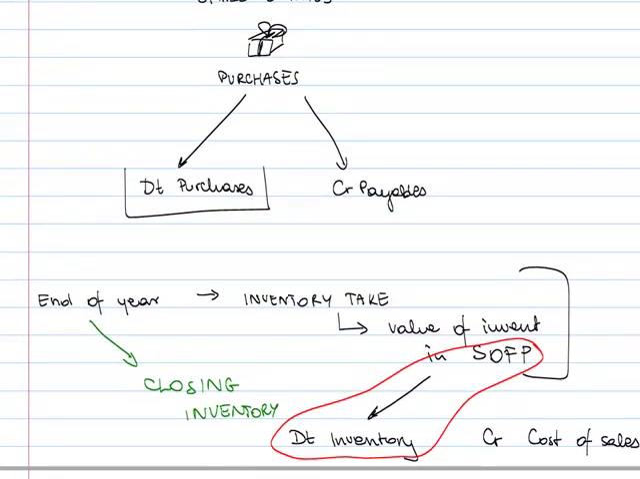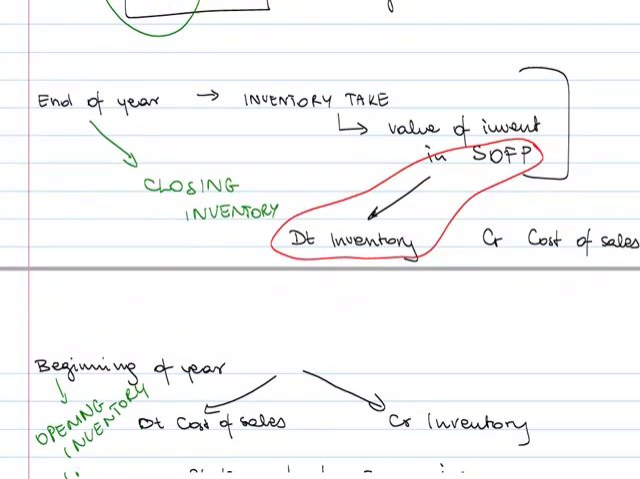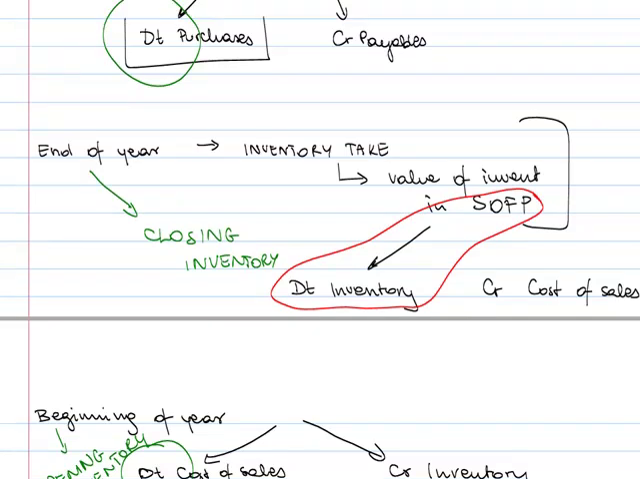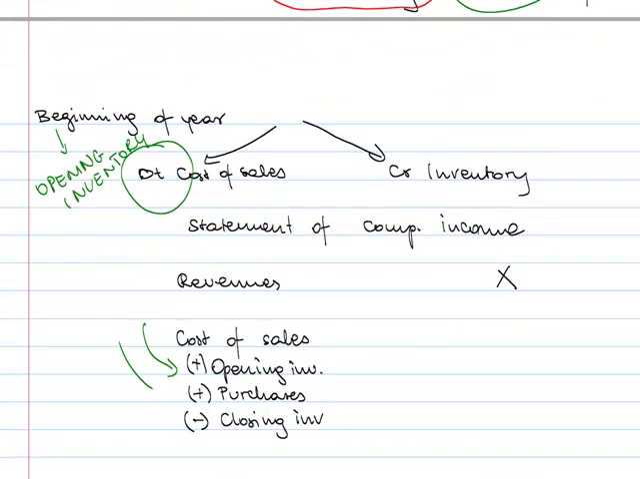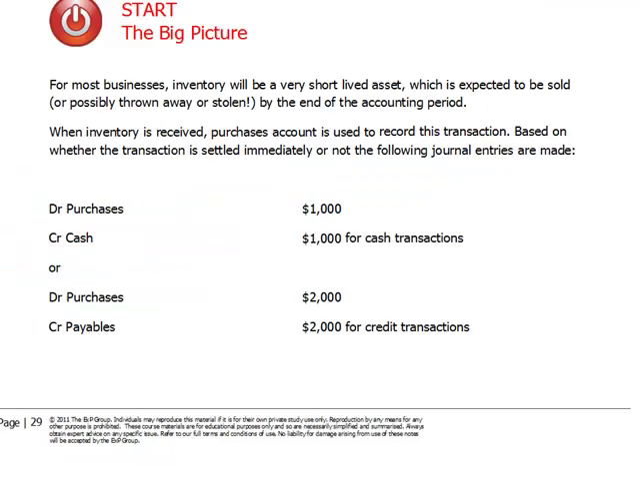And if you see it from the entries, debit purchases, debit cost of sales with opening inventory, and credit cost of sales with closing inventory. These three items fall in their places here in cost of sales. So that's how purchases and inventory are accounted for.